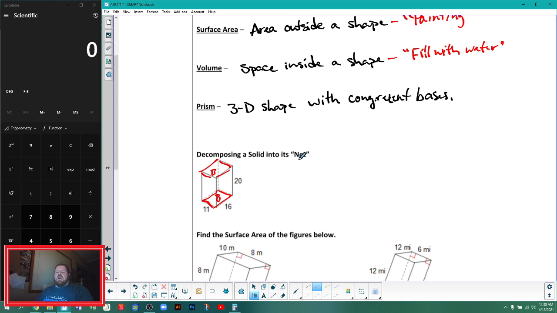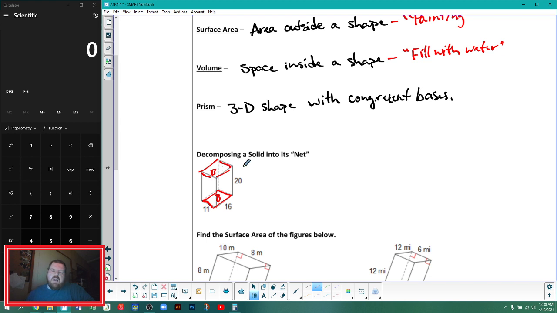It's kind of hard to denote anything on here, but we really need to. Now, I'm going to talk about decomposing a solid into its net. That basically means unfolding it. I'm unfolding it to try to figure out how to find surface area. We're going to find as we get later on in this, volume's definitely the easy one. Surface area is the tough one, so we need to do some work on that.